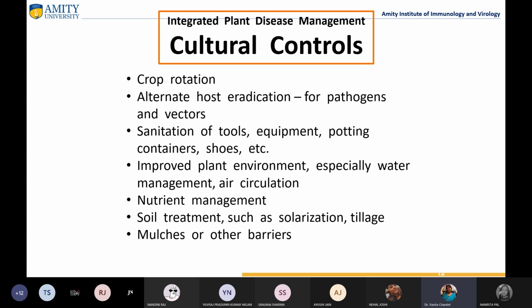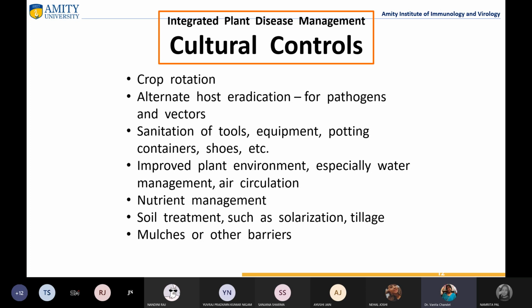So cultural control first could be the crop rotation. Crop rotation, as the name suggests, means we don't grow the same crop in the same field year after year. Why? Because if the plant is infected by a fungal or bacterial pathogen, it can survive in the form of spores, maybe in the soil if it is a soil-borne pathogen, or on nearby weed plants or other hosts also, right? So let's not grow the same crop in the same field, especially if it is affected by a similar kind of pathogen, right? So this is one factor.